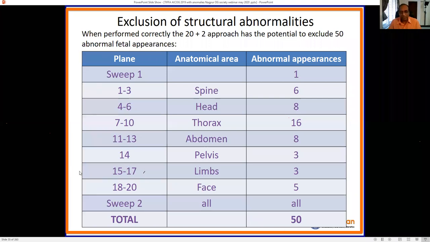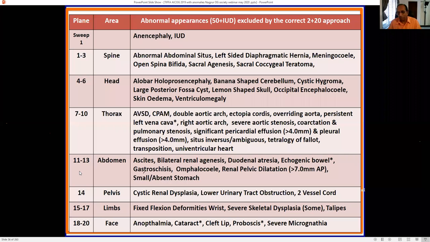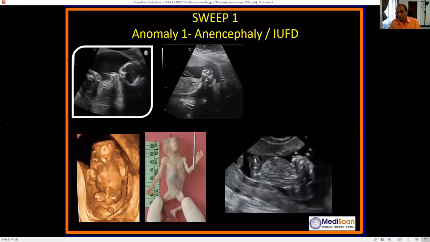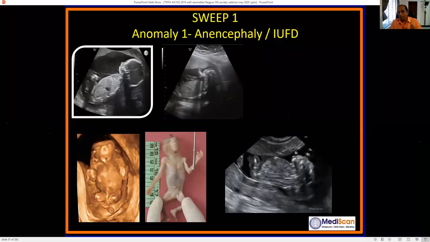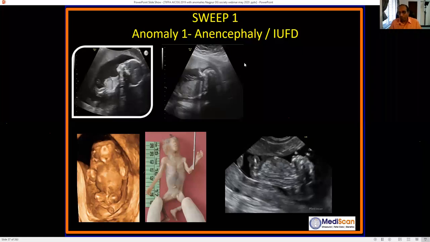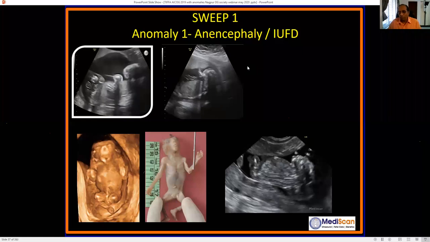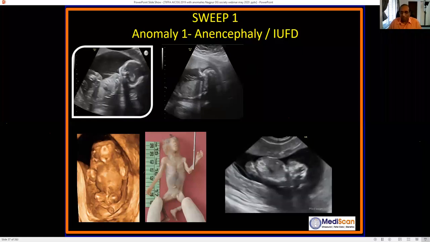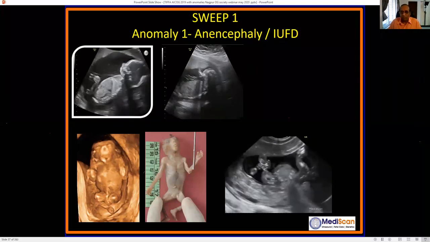So let's quickly see. I'm not going to read through this list. Don't be worried. It is just to tell you what all the things are that can be done, which is what is provided. But I'm going to break that and show you some of these anomalies and how they are related to that particular view. So first is a sweep. What is a sweep? We just move the probe, pubic symphysis in the transverse, look at the presenting part, and then move the probe around.